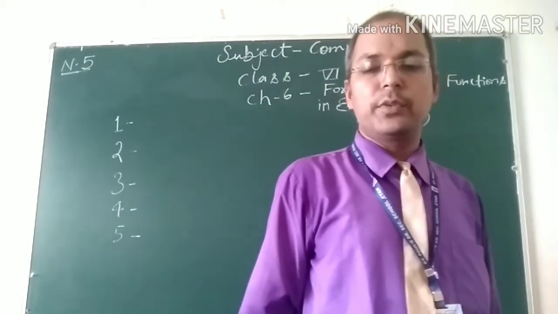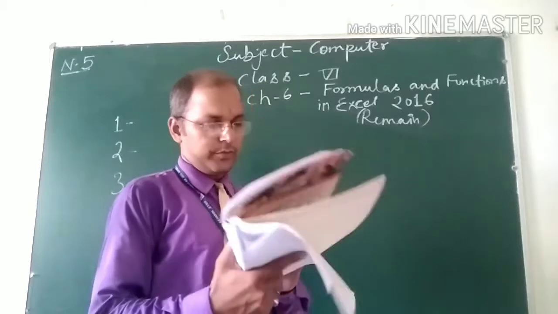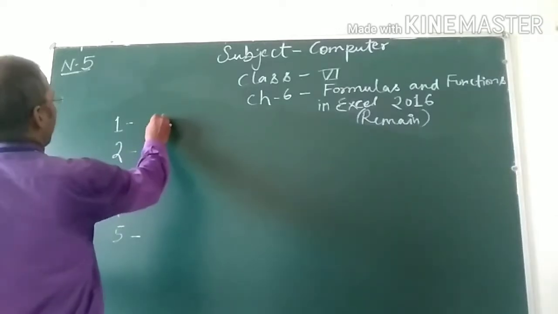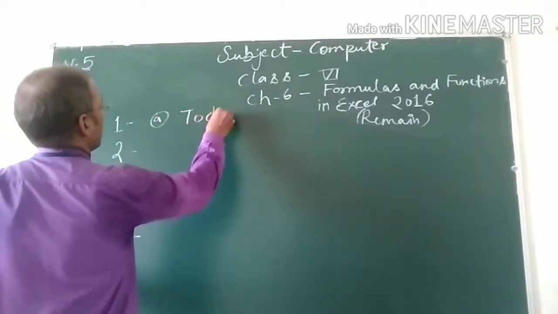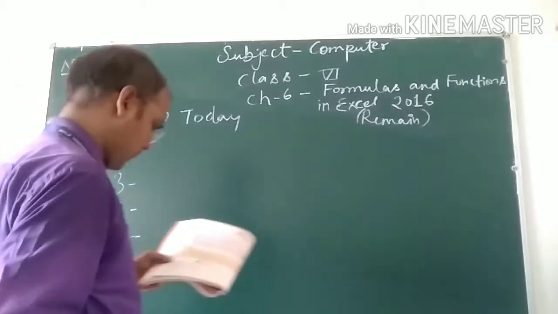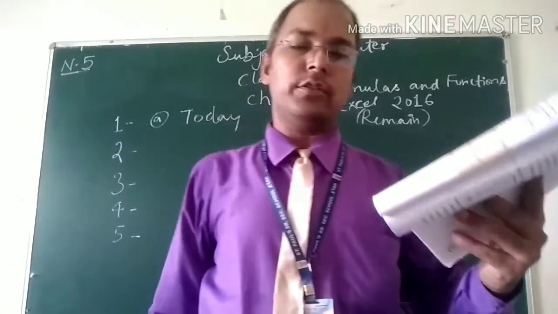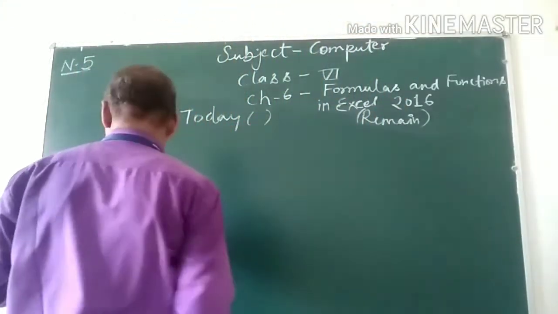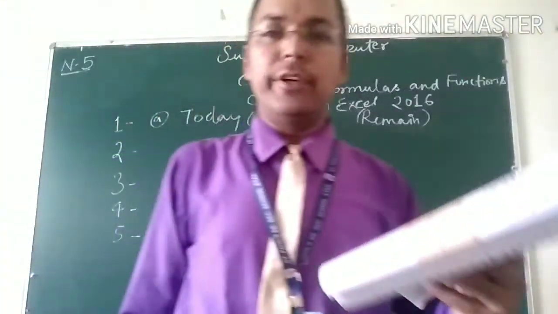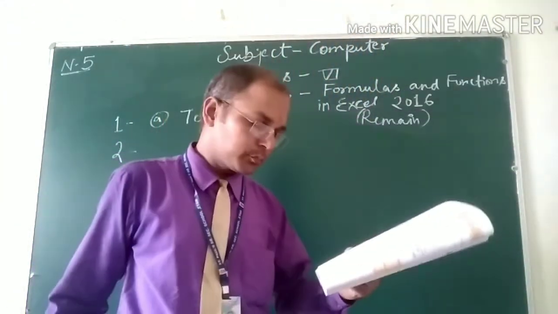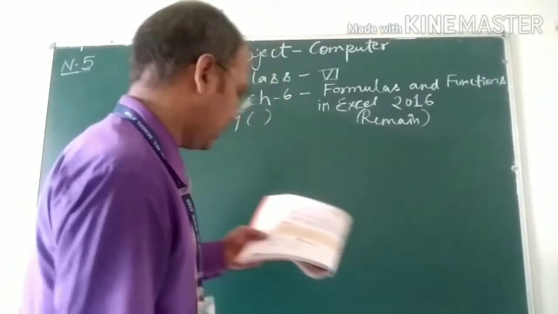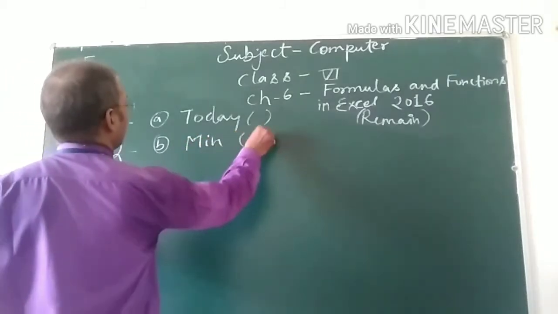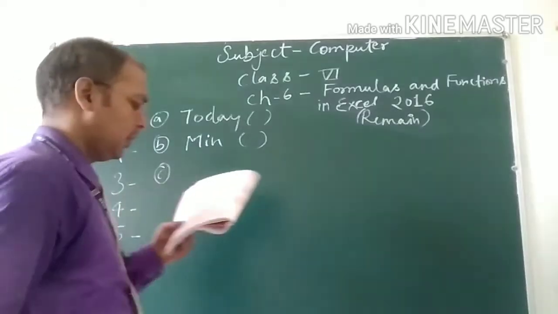First, which function displays the current date? The answer will be TODAY. Second, which function displays the minimum value? The options are max, minimum, average. So here we choose B, minimum.